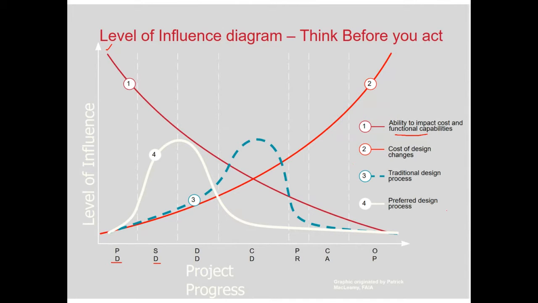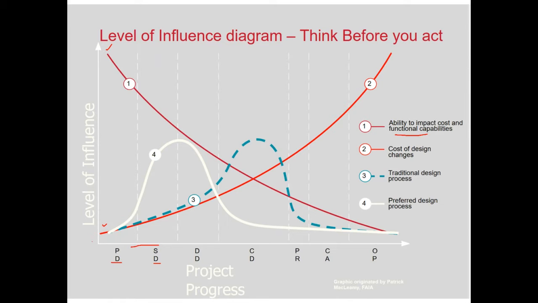Line 2 here indicates the cost of design changes, which is minimal at the beginning of the project when the design documents are live. You could make any changes to your design without incurring a huge cost. But as we move along in the project life cycle, any changes in the functional capabilities or in the design could wreak havoc.